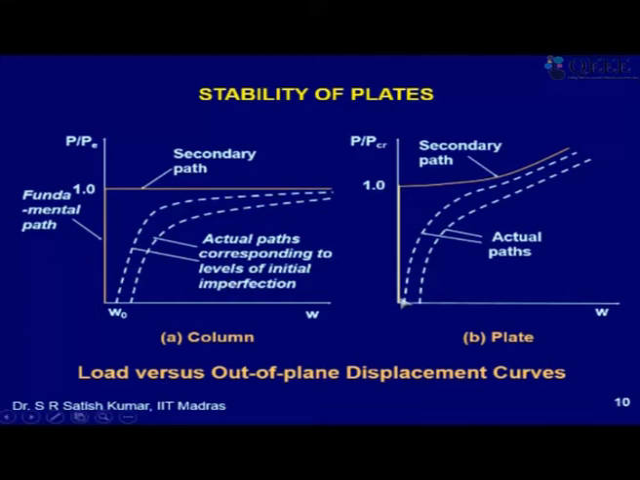If you look at a plate, something similar happens for an ideal plate. It goes up until you reach F critical, but then after that, instead of buckling suddenly, it continues to take further load. That means it does have a positive stiffness, so it can take further load. Of course, out of plane deformation will increase more and more, but in practical plates, you start with an initial imperfection and then it goes like this.